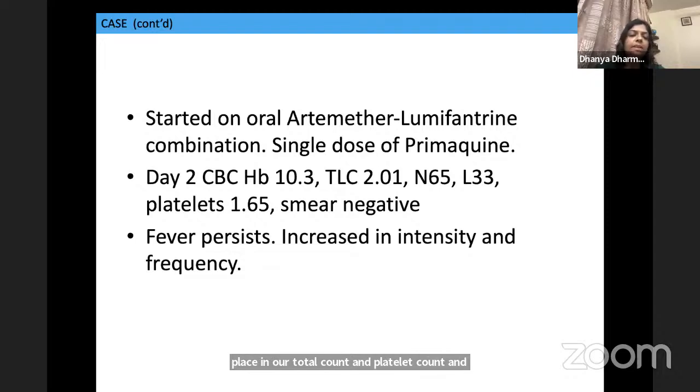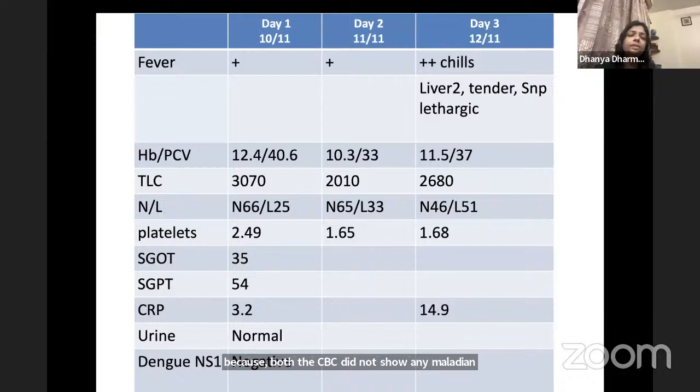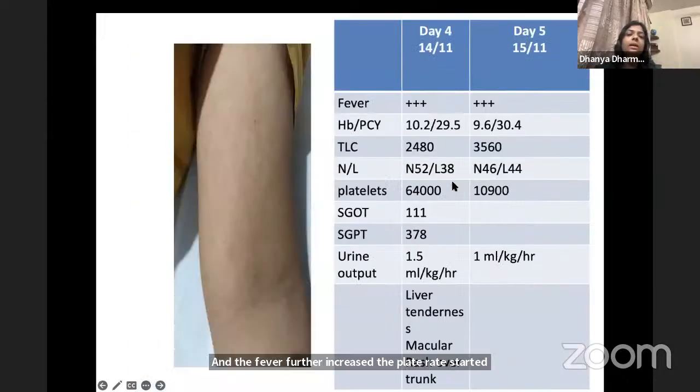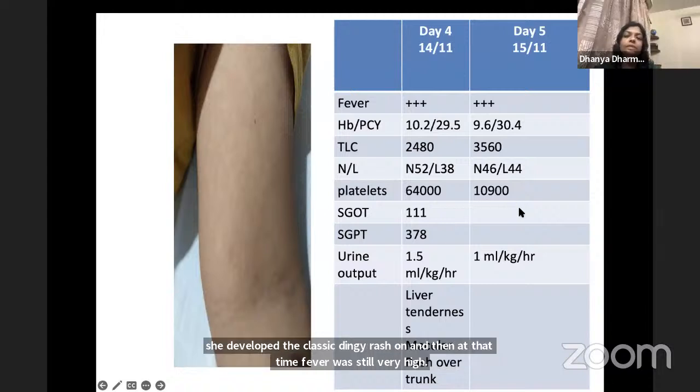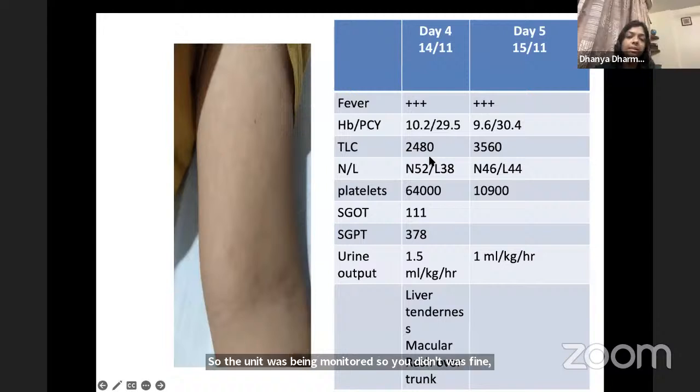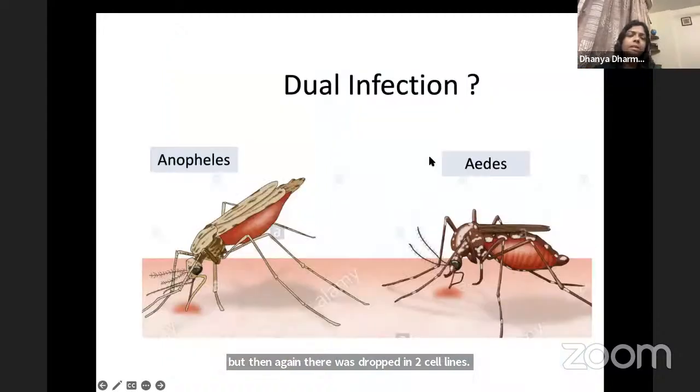So we realized that something was wrong, and it was increasing in intensity and frequency, because the CBC did not show any malarial parasite, and we started wondering about this report. The fever further increased, the platelets started falling, and so did the WBC count. Then suddenly she developed the classical dengue rash, and at that time fever was still very high. The urine was being monitored and was fine, but again there was a drop in 2 cell lines. And then we wondered, did we really have a dual infection, because they are caused by different species of mosquitoes.